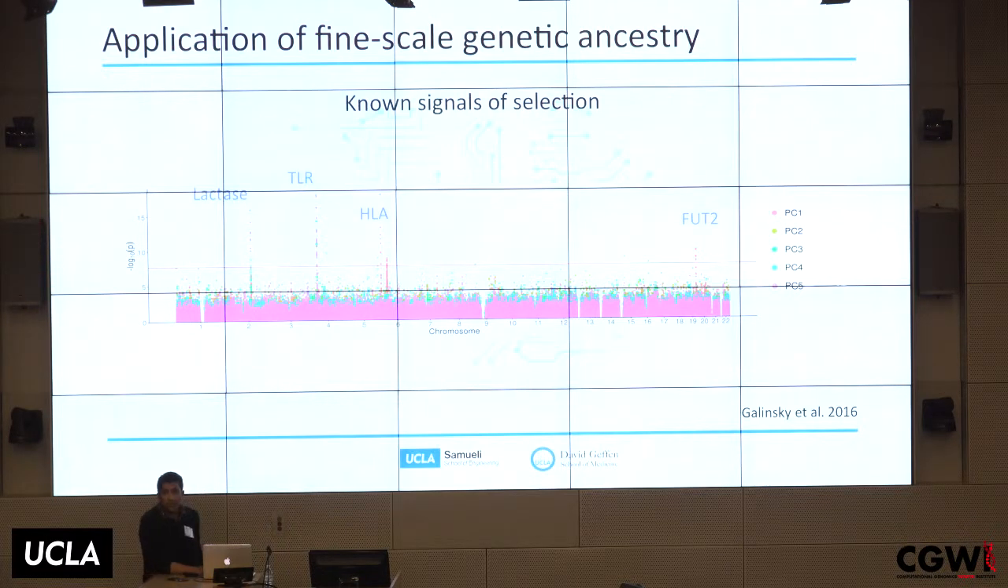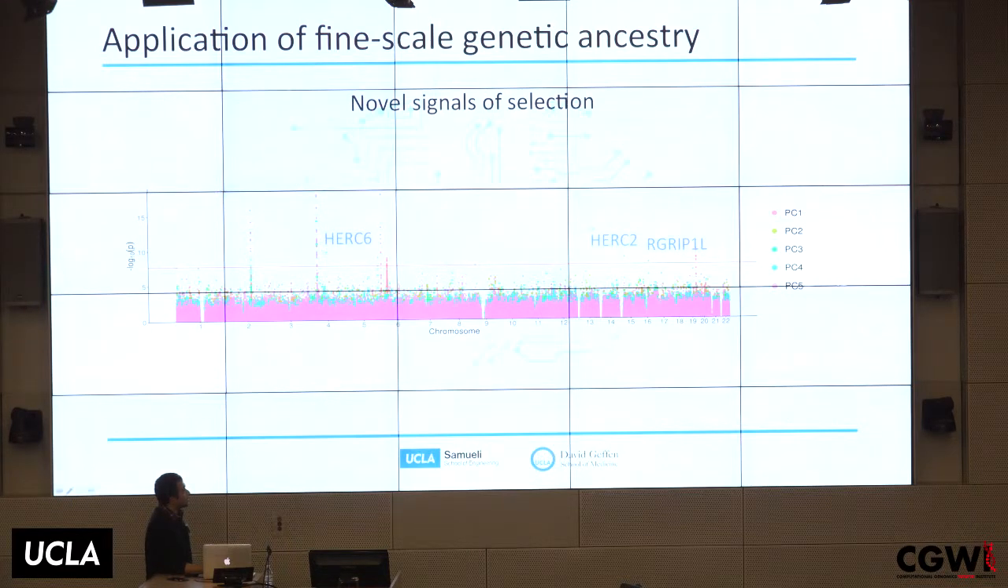Some of these are known candidates. This includes genes like TLR, which is a known immune-related gene, lactase, which is known to be under selection in Europe over the last thousands of years, HLA, which is another immune-related gene, and FUT2, which is a blood pressure-related gene. So these are known signals, but we also discover novel signals.